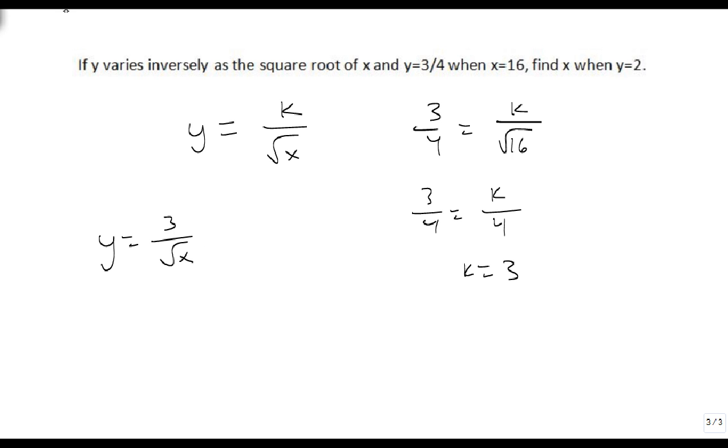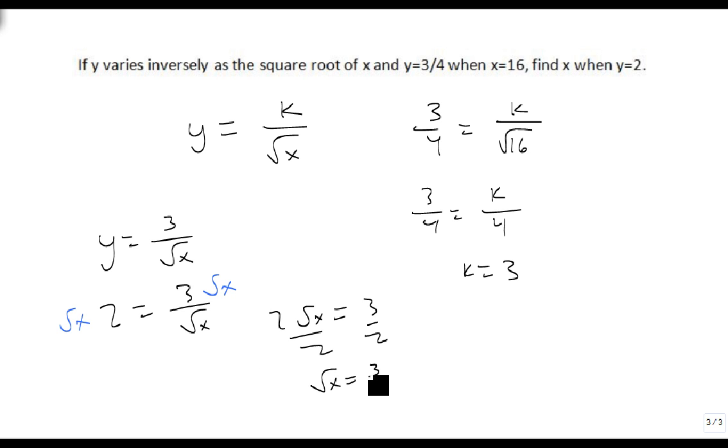In this case, we know that y is 2. So 2 equals 3 over the square root of x. Let's multiply both sides by the square root of x. So we get 2 square roots of x equals 3. Divide by 2. Square root of x equals 3/2. That means x is, when we square both sides, 9/4. So when y is 2, x is 9/4.